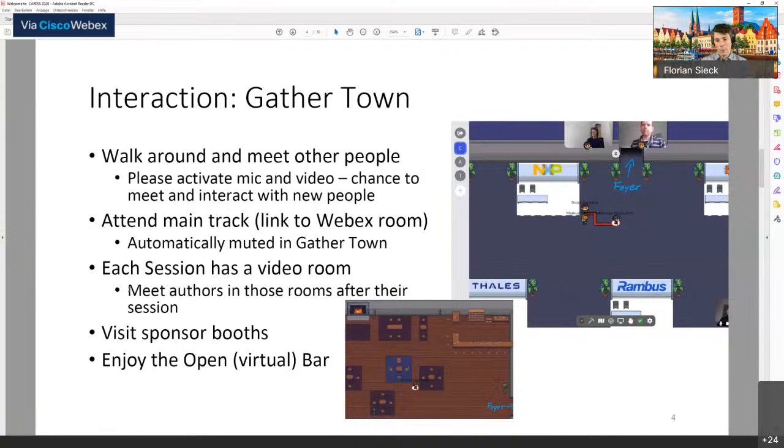Each session has a separate video room where you can watch the videos, and we have also asked the authors to stick around after their Q&As in GatherTown, so you have a chance to interact with them live. Finally, as you can see in the example pictures, we have the sponsor booths available as well, where you can check out what our sponsors are up to. And following the good example of last year's CARDIS, we will have a virtual bar open throughout the entire conference, so you can always go to the bar and interact with other people there if you want.